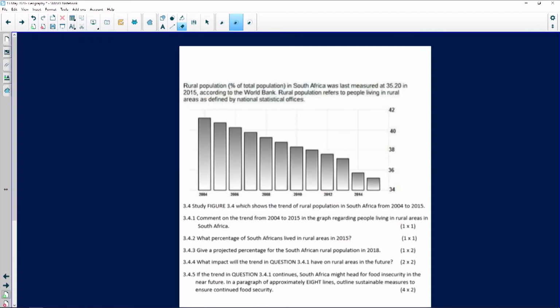Now, if we have a look at the data that's been presented to us, it shows us a bar graph. Just quickly have a look at this graph. It shows us the rural population, the percentage of the total population in South Africa, was last measured at 35.20 in 2015, according to the World Bank. Now keep in mind, we are in the year 2020, so can't we just forget about the year 2020? After all, but let's just quickly go back to our graph.